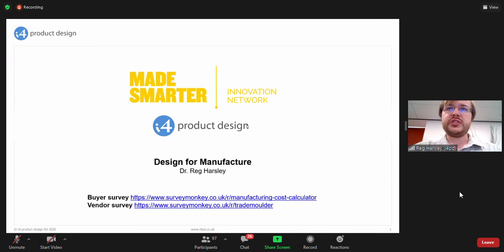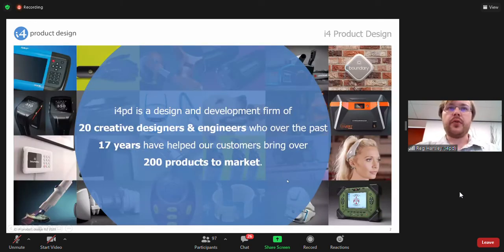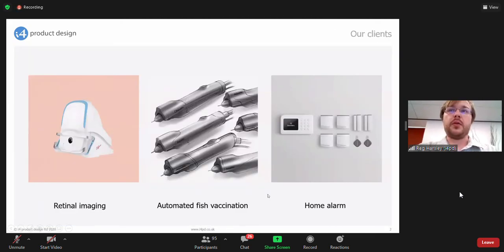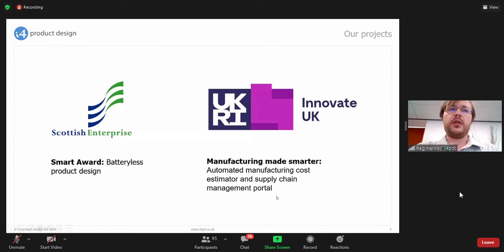So just a little bit about i4. We're a product design consultancy, been going for nearly 20 years now. Traditionally, we've done enclosure design and mechanical engineering for products, but recently expanded into electronics and software. We've had a range of clients from medical companies to industrial companies and consumer electronics, or consumer products on the whole. And recently we've started looking at doing more of our own internal projects.